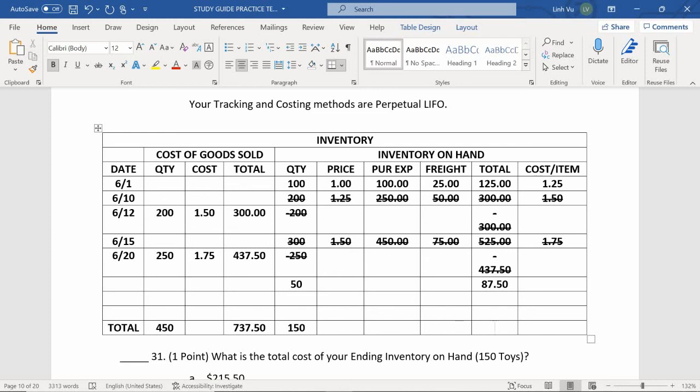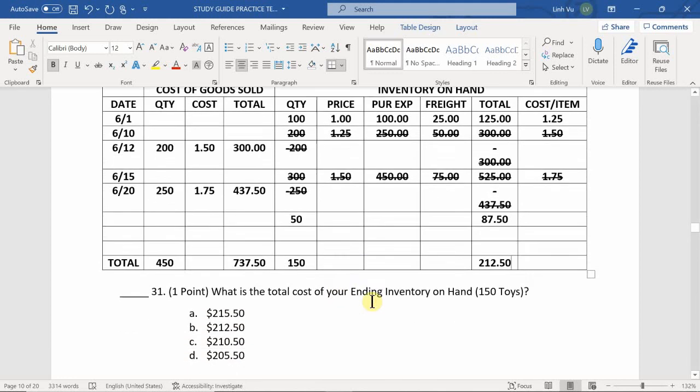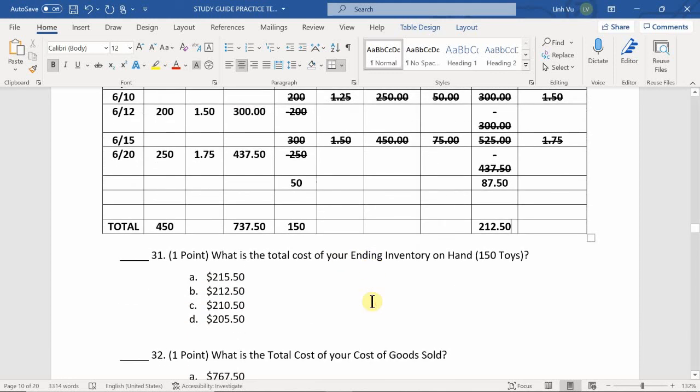Let me see. 125 plus 87.5 is 212.5. Good. So let's go ahead and solve the question here. So what is the total cost of your ending inventory? B.